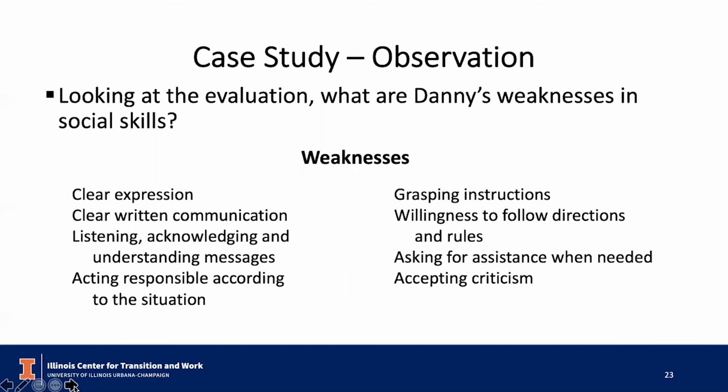So looking at the evaluation that was shown previously, what we know is that some of Danny's weaknesses in social skills are clear expression, clear written communication, listening, acknowledging and understanding messages, acting responsible according to the situation, grasping instructions, willingness to follow directions and rules, asking for assistance when needed, and accepting criticism. So information from the evaluation has told us now what some of the weaknesses Danny has, and this will also help you in identifying those skills that should be targeted.